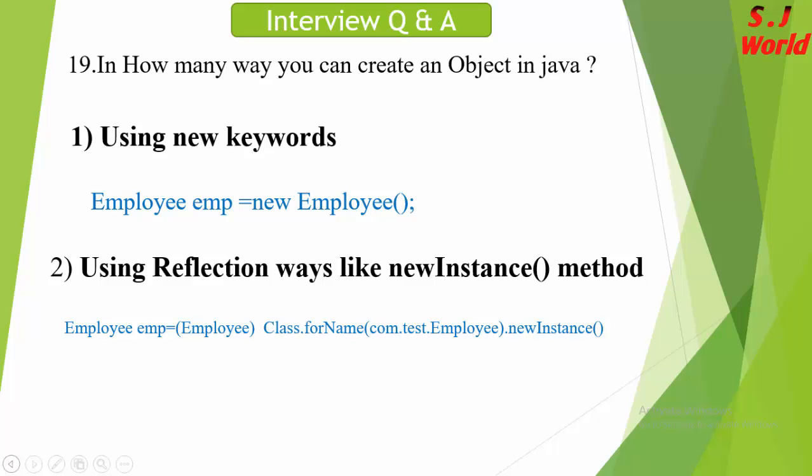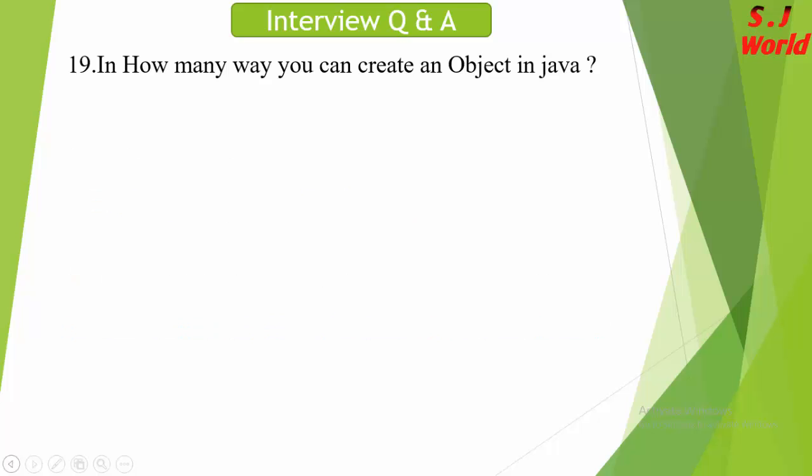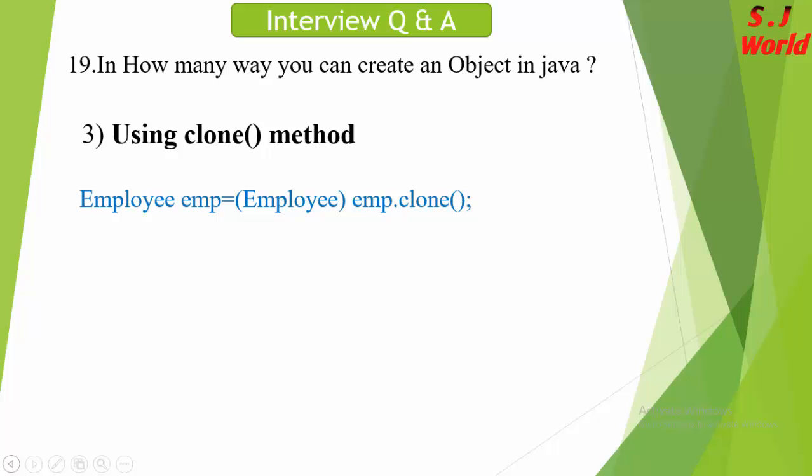And the third way is the clone method. As I have discussed about cloning also, you have seen how we create an object with the clone method. So suppose we take one class object and on that class object we call the clone method. Got it? So this is also a way to create an object.